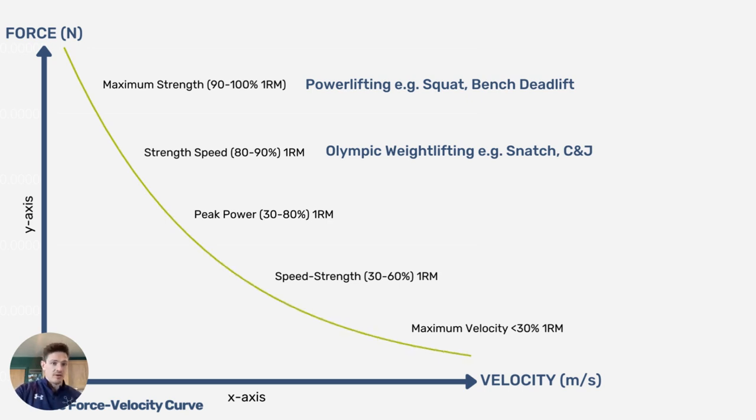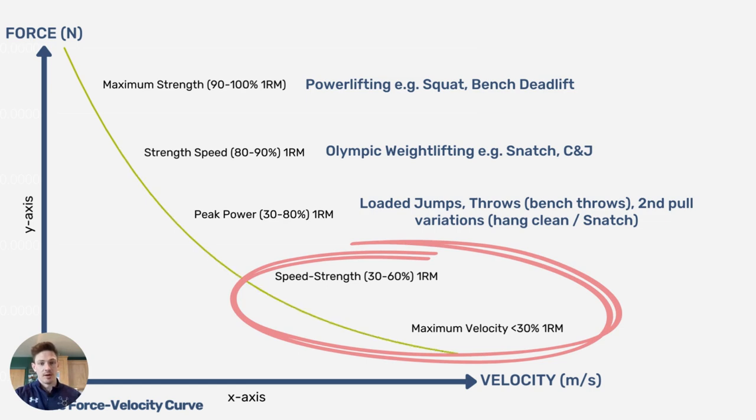Going back to our curve here, we've got our maximum strength at the top, and our strength speed underneath that. These are things like Olympic weightlifting movements. Our snatch and our clean and jerk would fit into that bracket. If you break them down, different parts are slightly quicker, other parts are slower. Our peak power, like we spoke about at the start, would be things like our loaded jumps, bench throws, and the second pull. That's the middle portion of a clean and jerk or snatch. That's one of the quickest movements in sport, and that would be a higher velocity component than the whole lift as a whole.